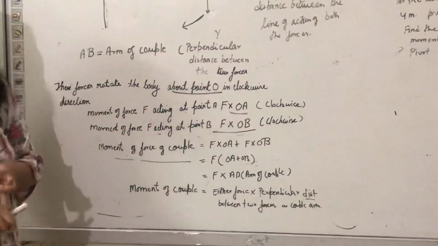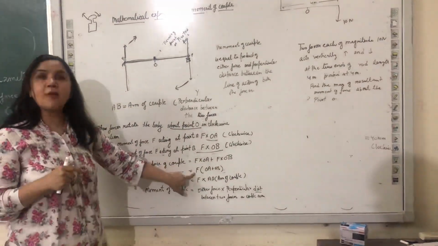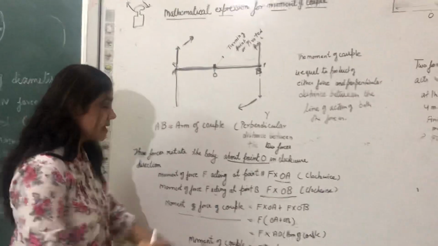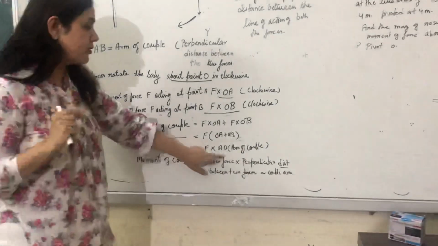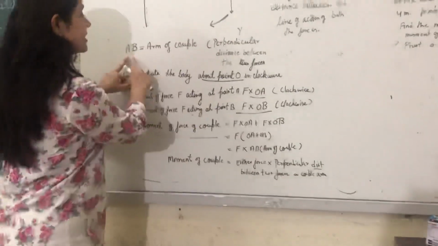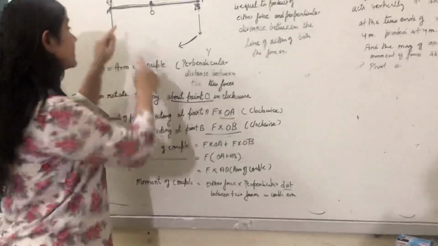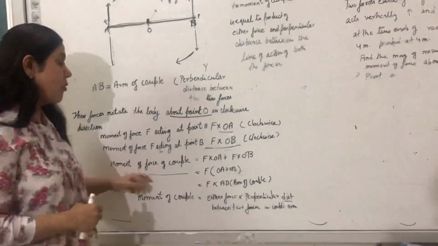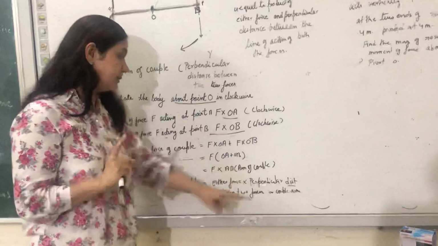That means when both the forces are in the same direction, you will add them. So F into OA plus F into OB, you take F common and it becomes F into (OA plus OB). And OA plus OB, in other words, is the distance AB. So you can write F into AB. And what is AB? AB is known as the arm of couple. Arm of couple means the perpendicular distance between the two forces. So you get the formula: the moment of force of couple on any single rod will be F into AB, and this AB is the arm of couple.